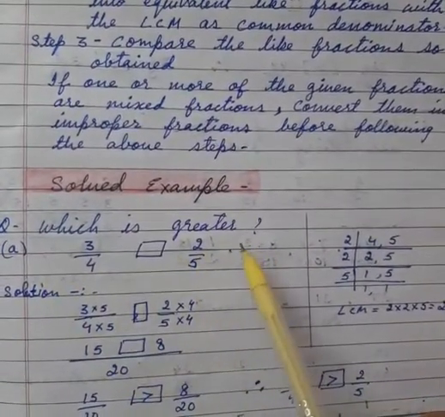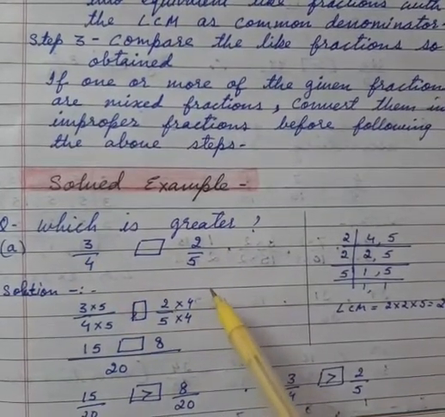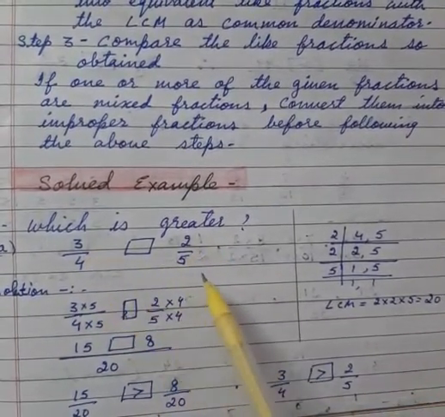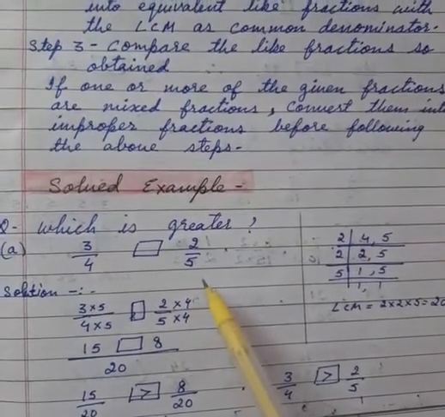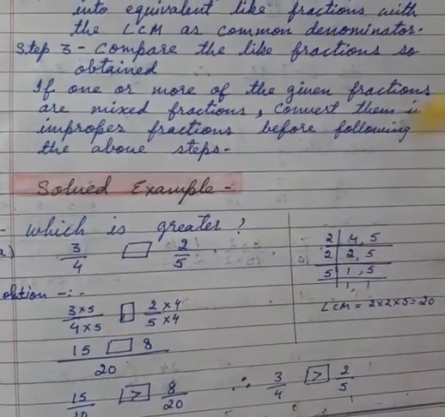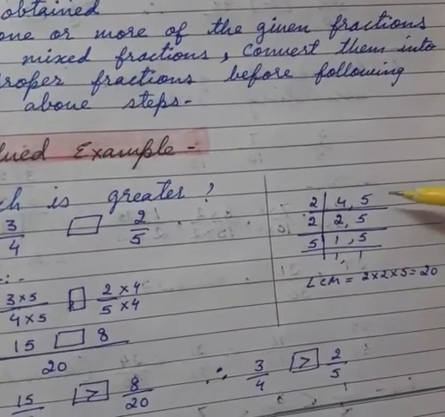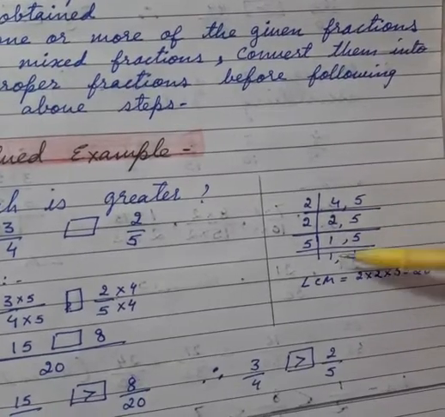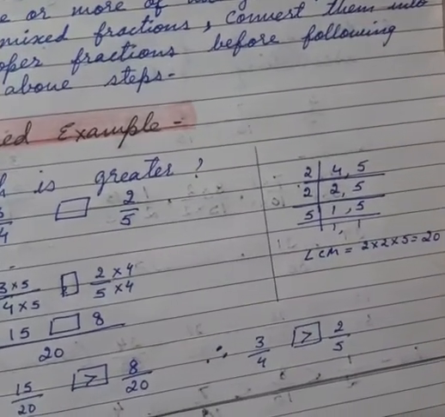Which is greater? Now two fractions are provided and you have to find which is greater. And you can see neither the numerator nor the denominator are the same. So we will follow the first step, that is to find the LCM. So we take the LCM of 4 and 5. In your previous lesson, we have already done how to find the LCM. So this is the way we will find the LCM, that is by prime factorization. And we find the LCM of the numbers 4 and 5 will be 20.